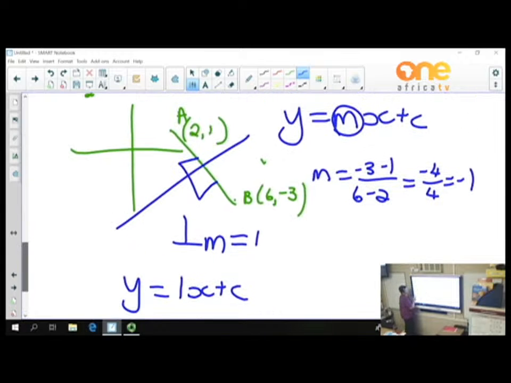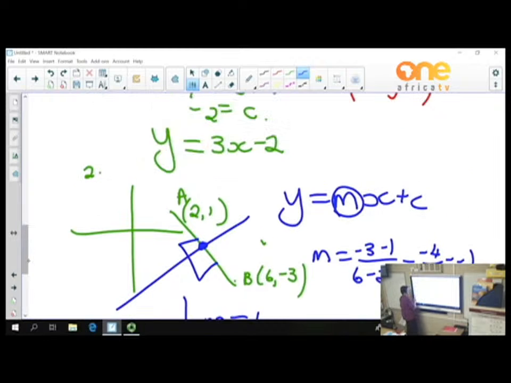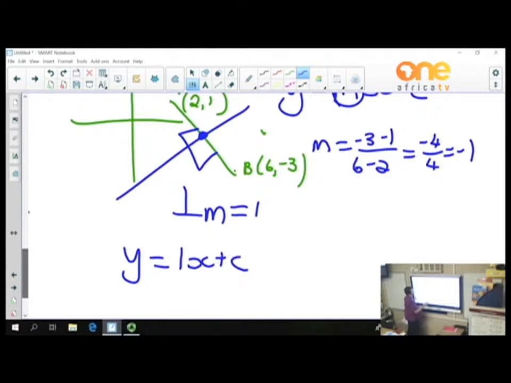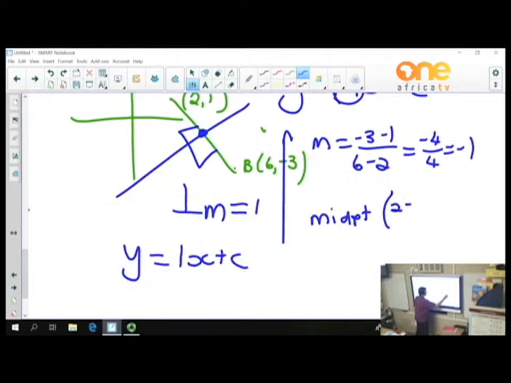This line passes through the midpoint of A and B. The bisector, that's how I know it. It's the bisector, so it passes through the midpoint. So it's the midpoint then of these 2 points. Yeah, you can use it. That's right. So what is the midpoint? 2 plus 6 over 2, and then 1, is it plus or minus 3? Minus 3 over 2. So what is the midpoint?